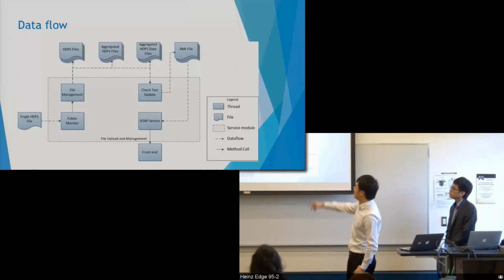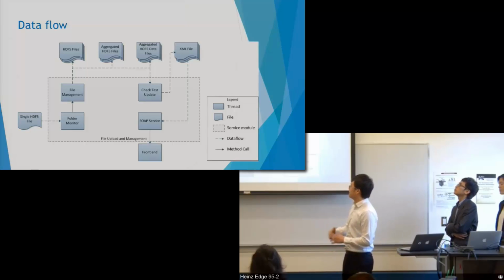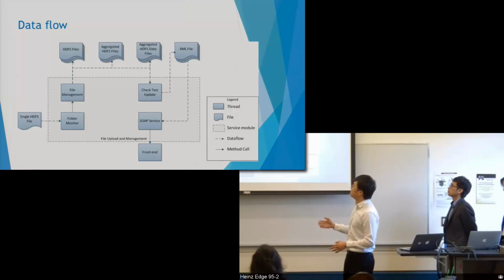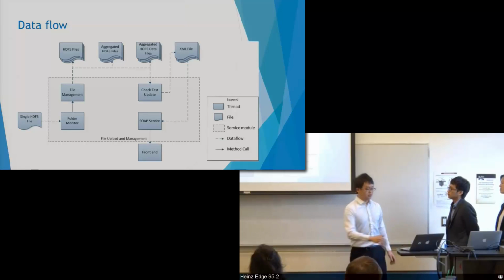So we create another thread for doing the check test update work. And for the SOAP service, it is driven by the front-end request. So if there is a request for a particular user, it will send back the summary of that user. And if there is a request for a particular test, it will send the result of that test back to the front end.